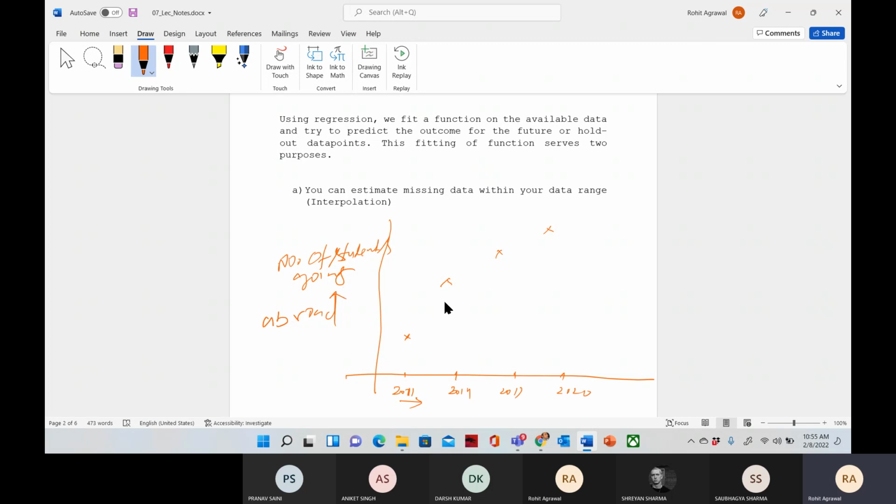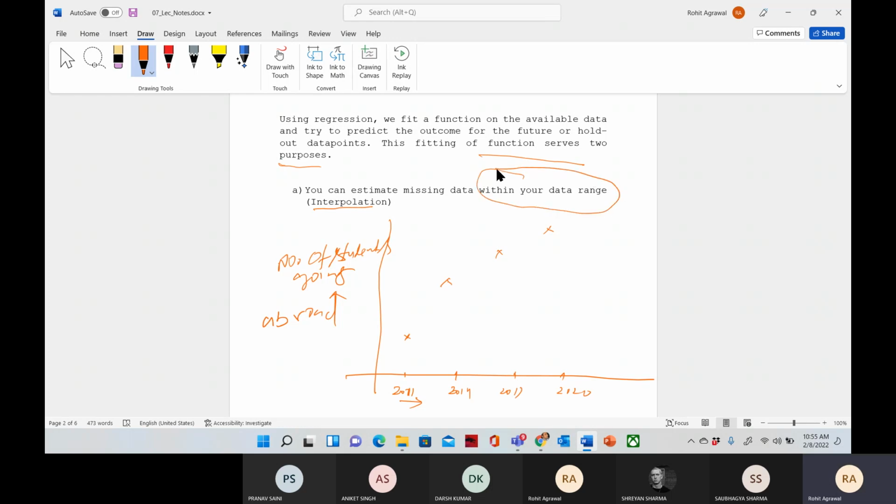Clear? So there may be two cases. Either you are predicting for some internal or for some external. So we can fit a function on the variable, try to predict the outcome for the future or hold-out data points. The fitting has two purposes. First one is interpolation: you can estimate missing data within your data range.